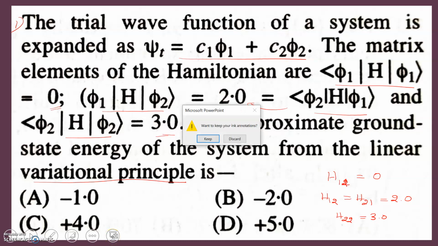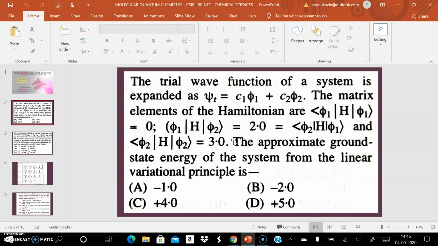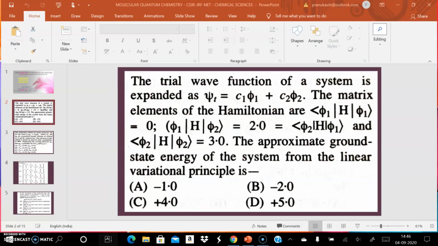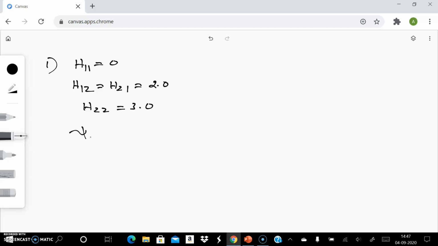Okay, how to do this? Let me do this problem. So, question number 1, h11 value is 0, then h12 and h21 values are given as 2.0, then the value h22 is given as 3.0. Okay, since the trial wave function is a linear combination of two functions phi1 and phi2.